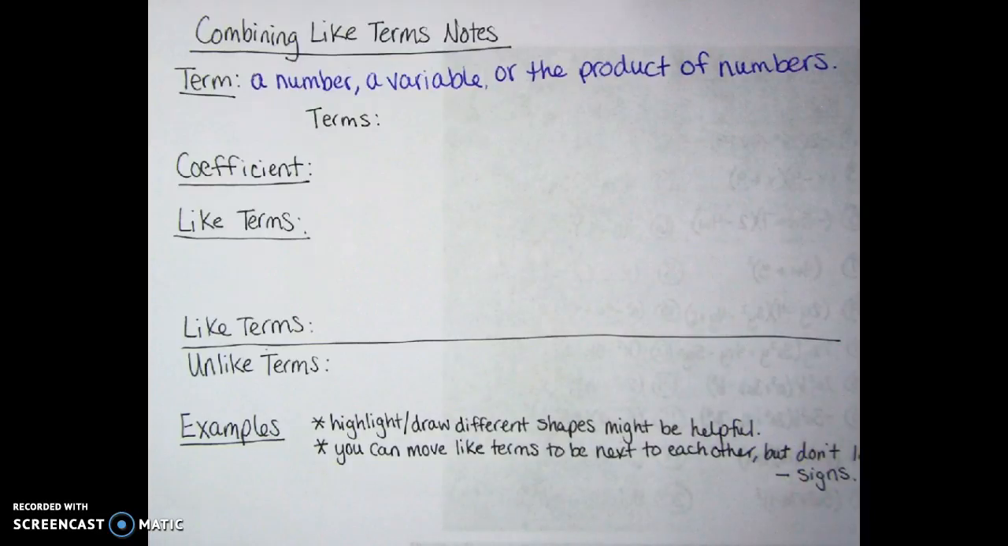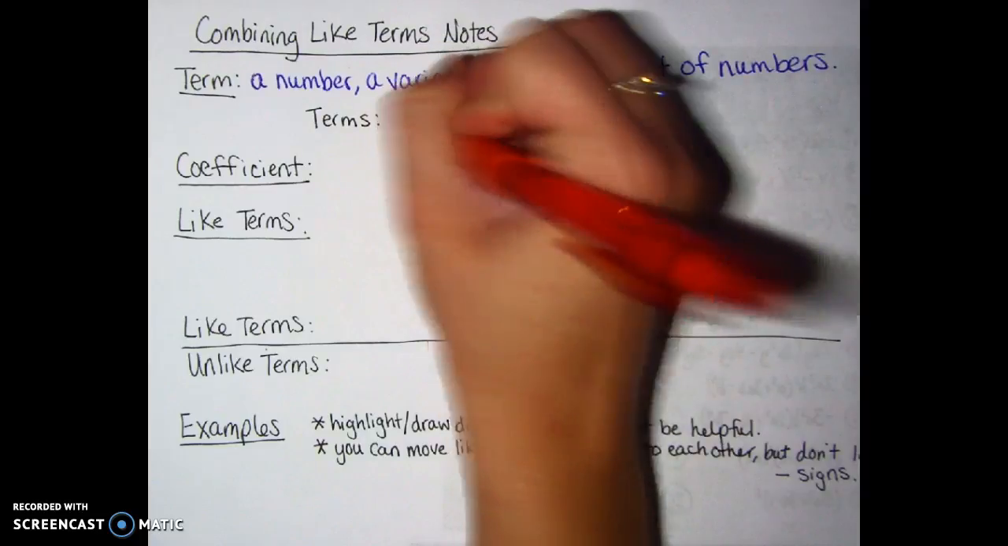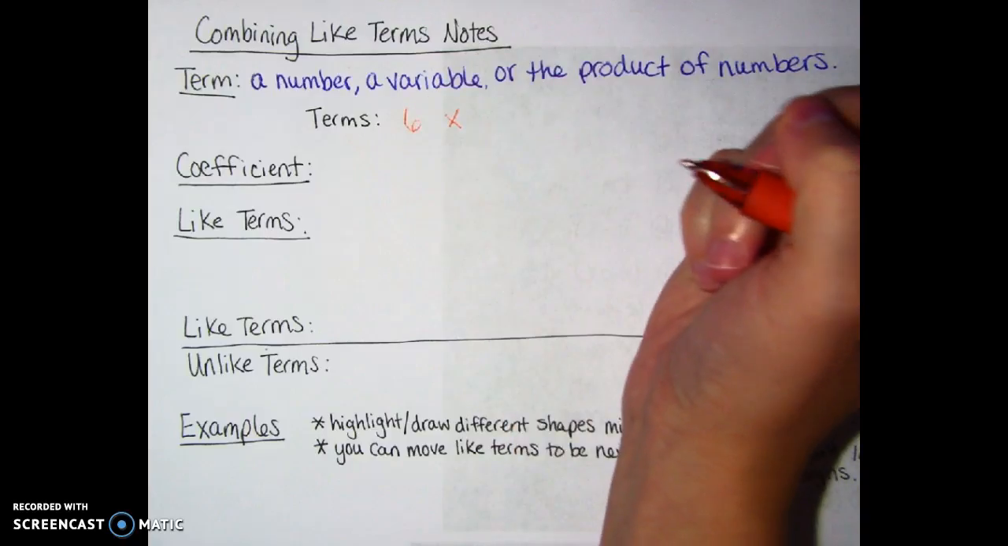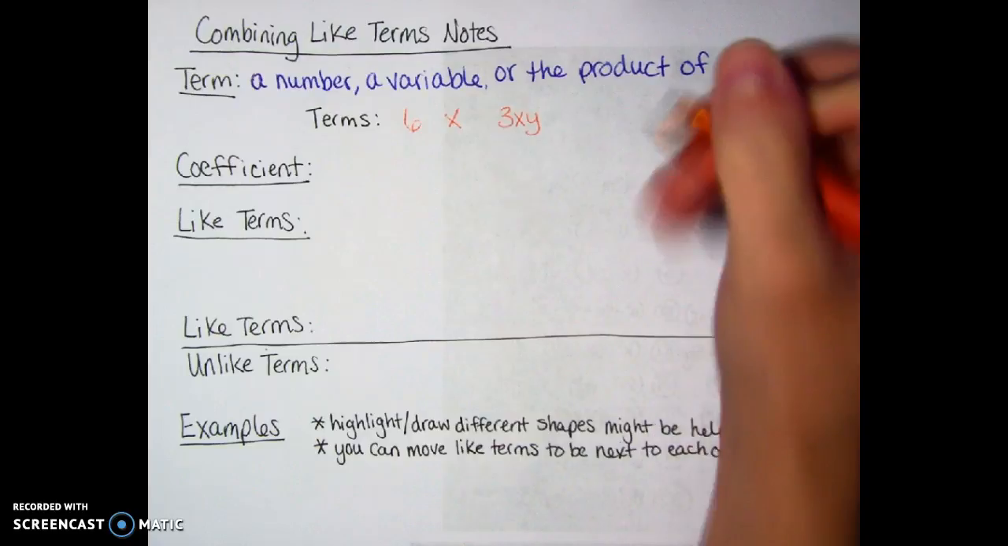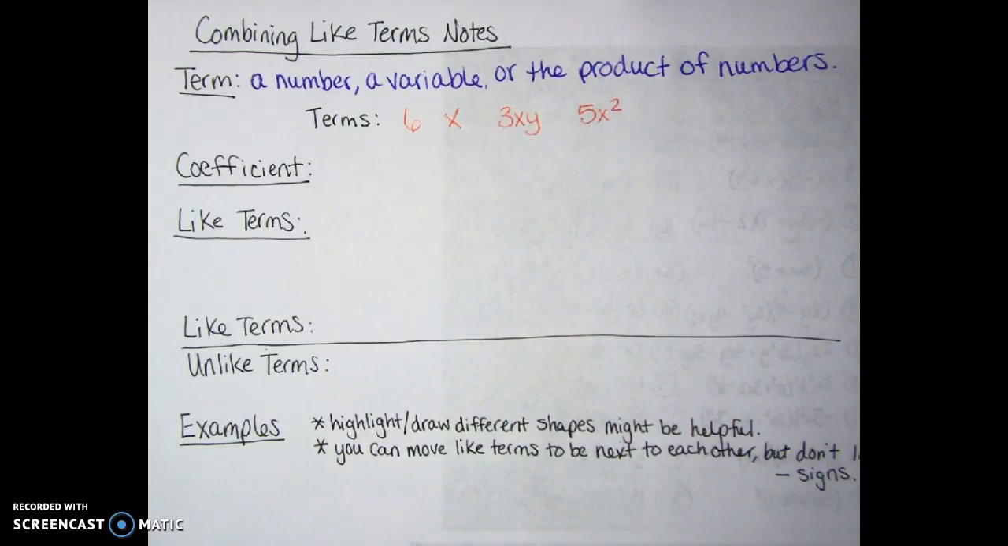So a few examples of terms would be like 6 is a term, x is a term, 3xy is a term, and 5x squared is a term. Each of them are different terms. Terms are usually separated by plus signs or minus signs.